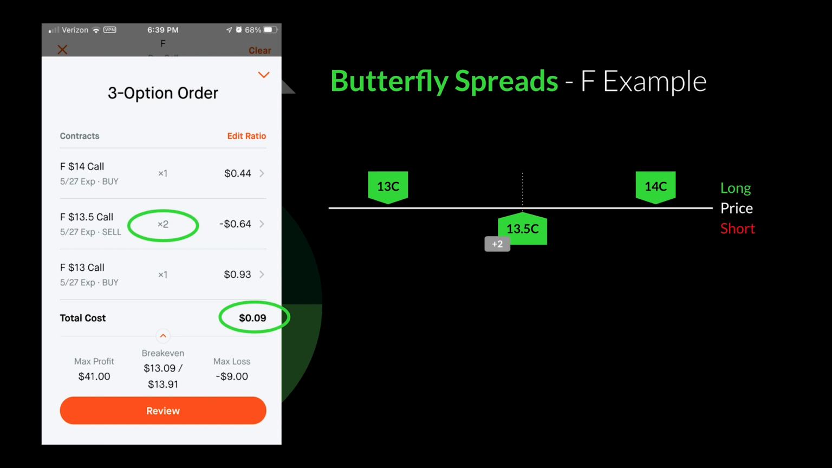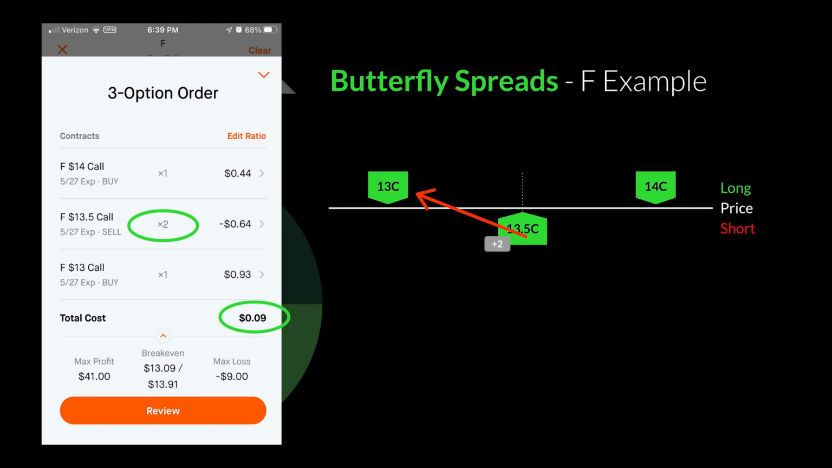Another way we can look at this butterfly spread, as we mentioned in the previous slide, you have a credit spread right here in which we are going short on this call that's closer to the money, and then we're buying this call that is further out of the money. So this would result in a credit. So here's your call credit spread. But we're doing 2 of these right here.